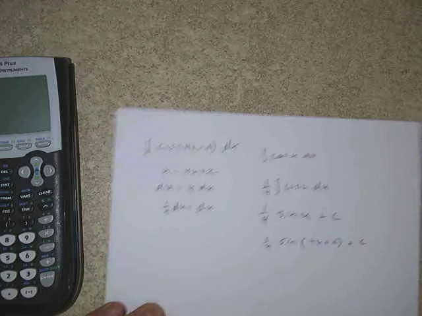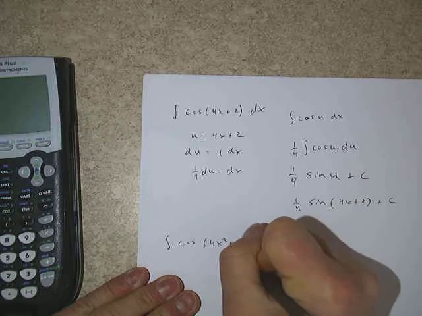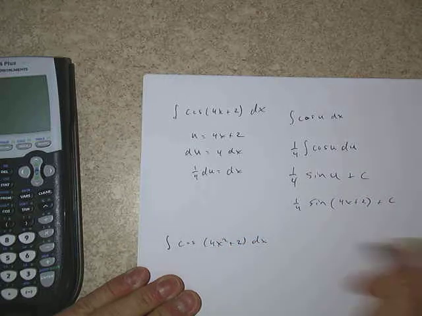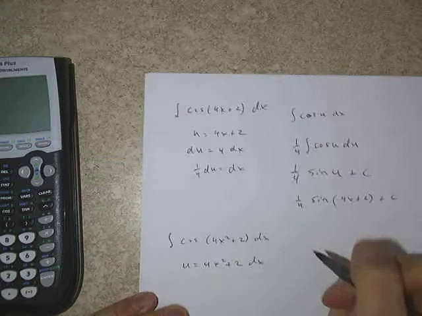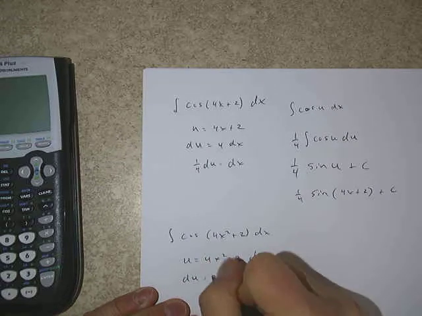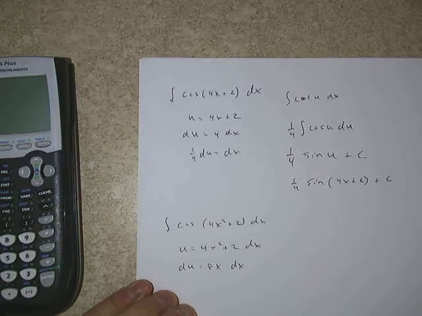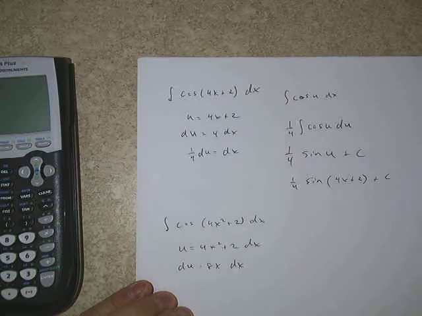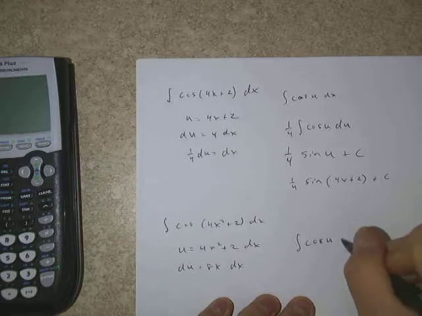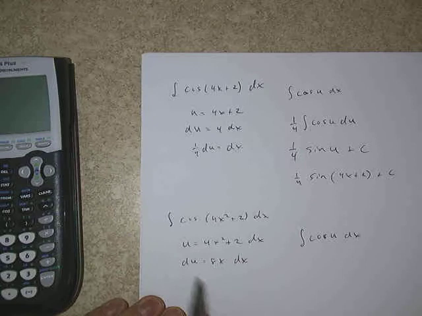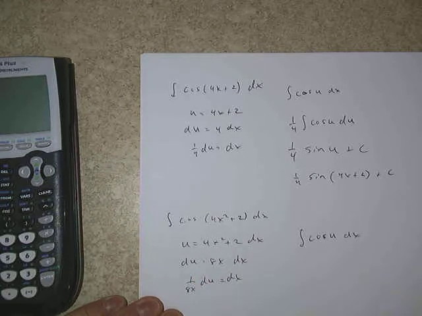All right, let me pose this problem to you. What if we had the same problem, but it was 4x squared? Ultimately, if we let our u equal 4x squared plus 2 dx, our du would be 8x dx, wouldn't it? True? So keeping in mind that we've already done our u substitution part with the argument, but then we'd have a dx here. Okay. What's dx equal to in this statement? Wouldn't it be 1 over 8x du equals dx?